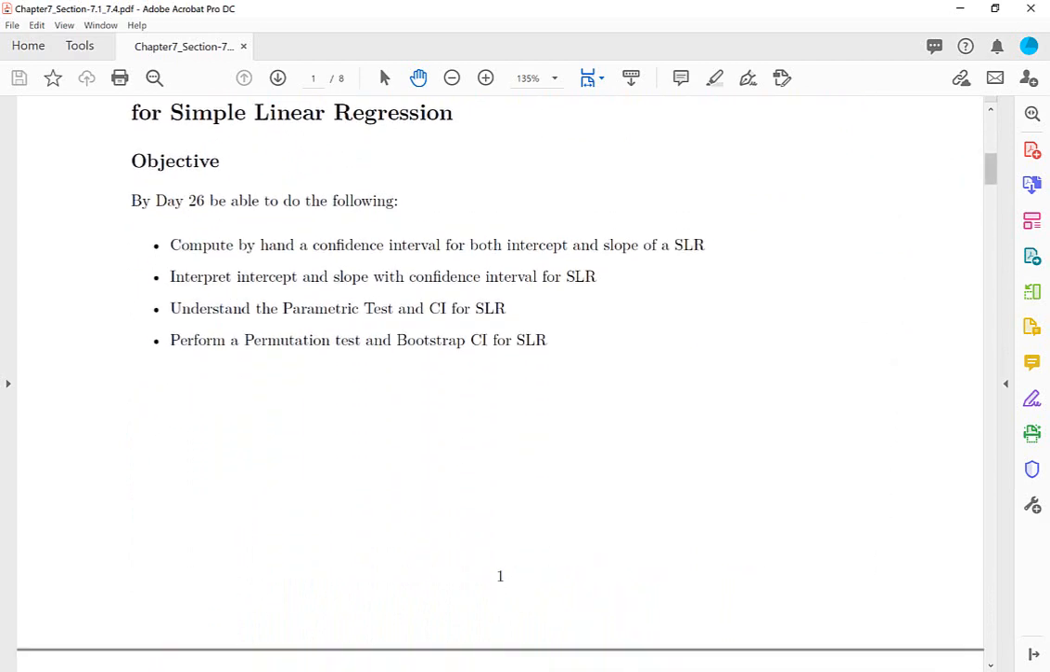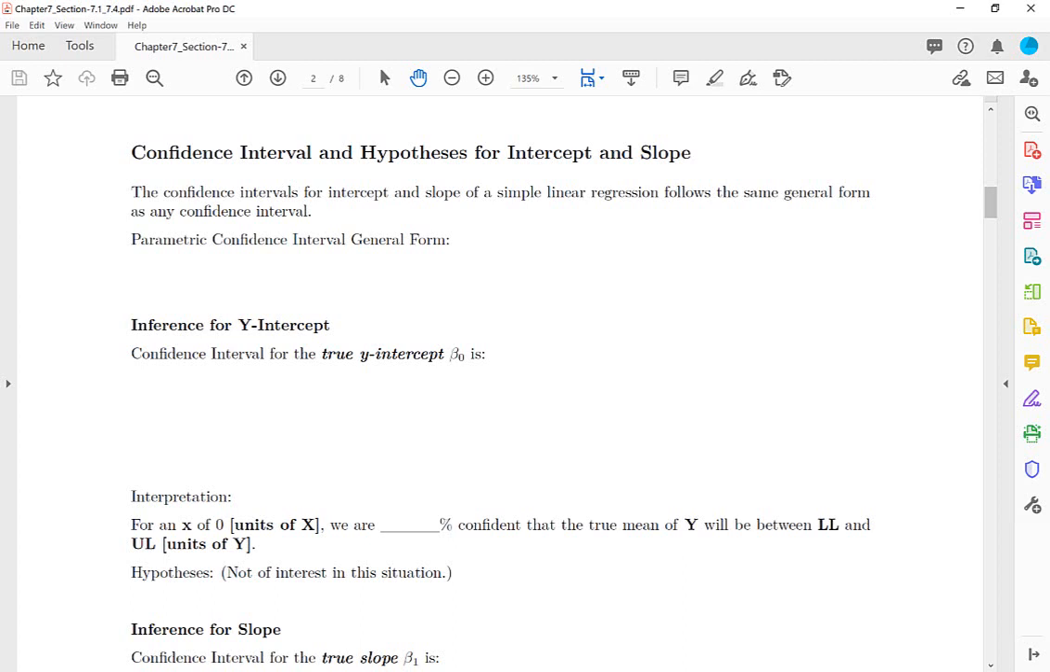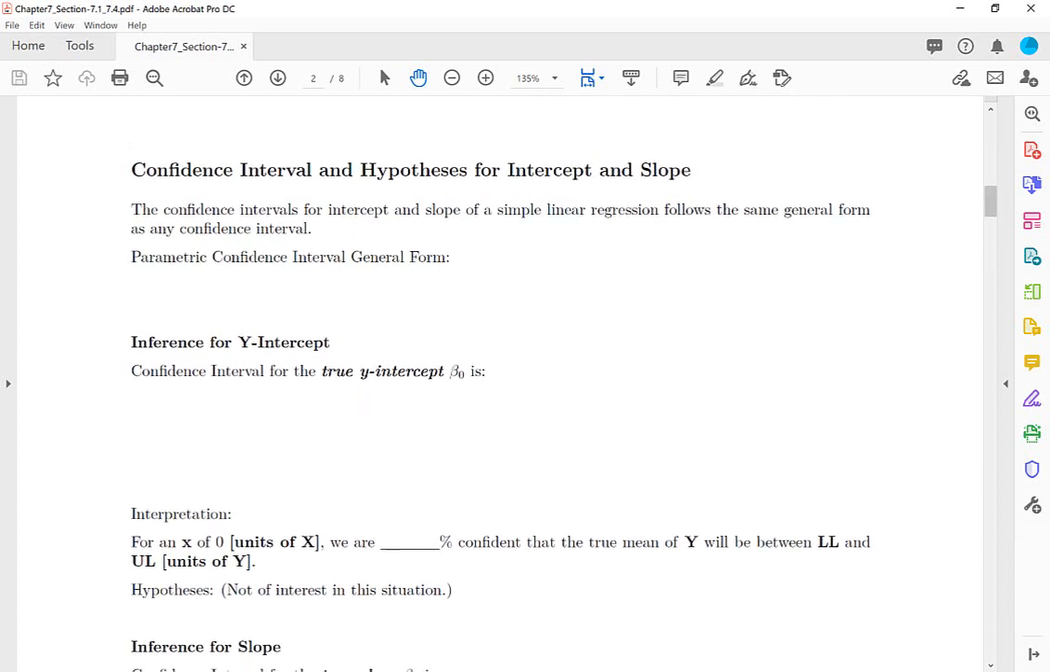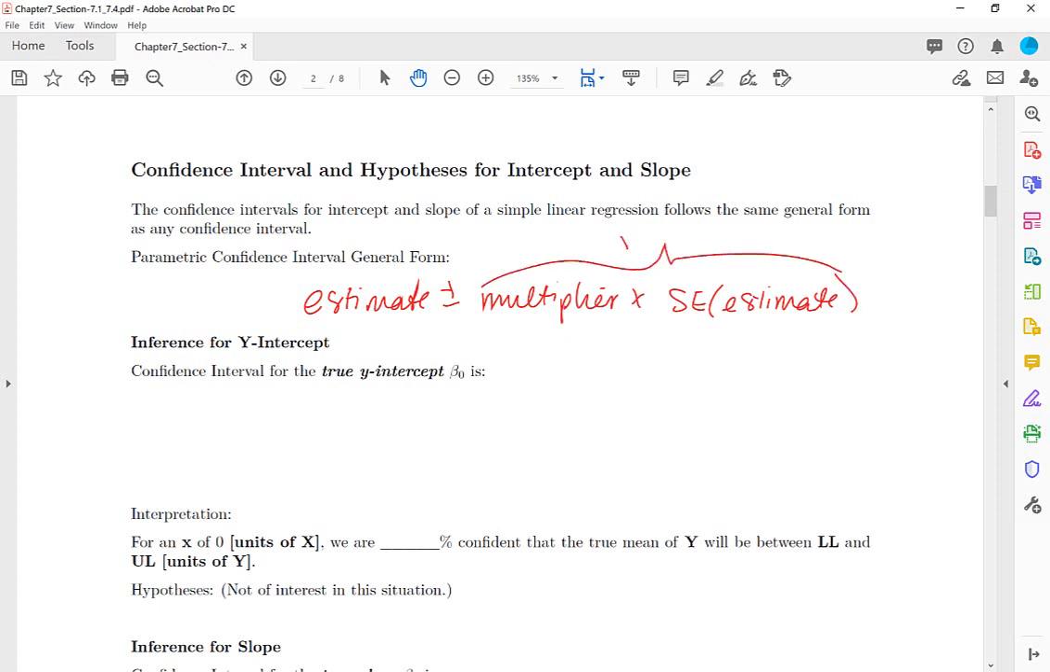All right, so let's get started with looking at our confidence interval and hypotheses for intercept and slope. The confidence interval for intercept and slope of a simple linear regression follows the same general form as any confidence interval. We're looking at our estimate plus or minus our multiplier times the standard error of the estimate. The multiplier times the standard error is our margin of error.